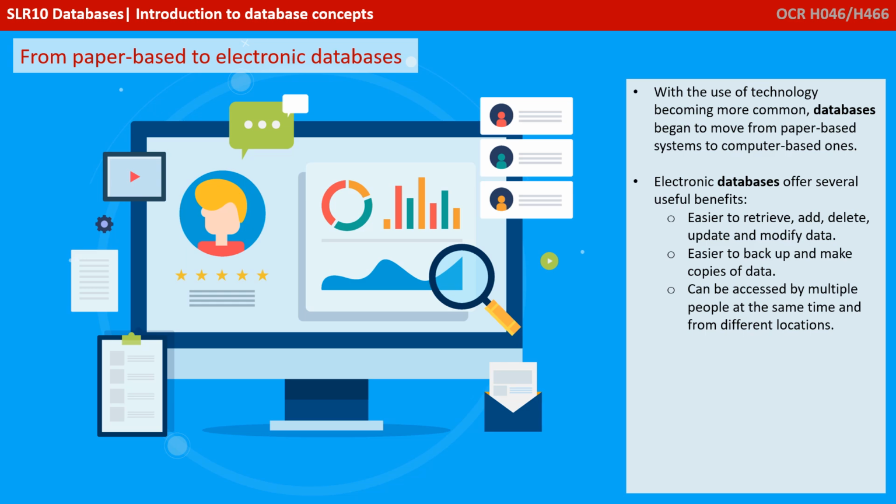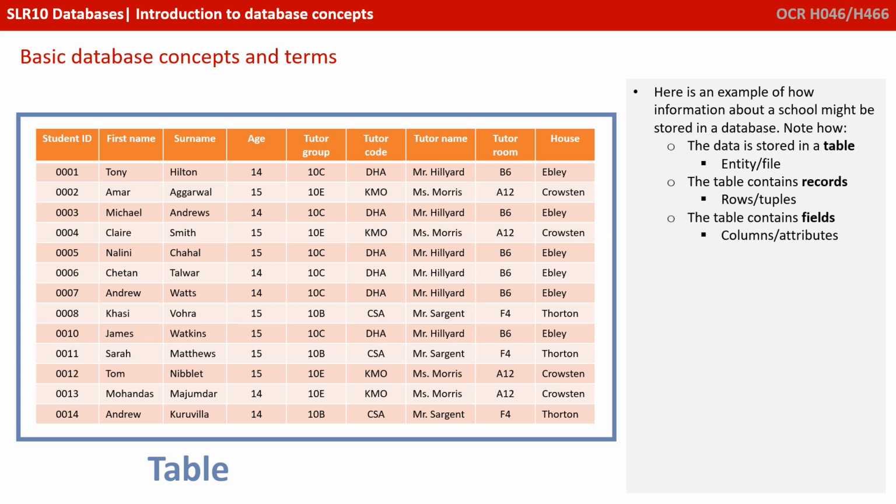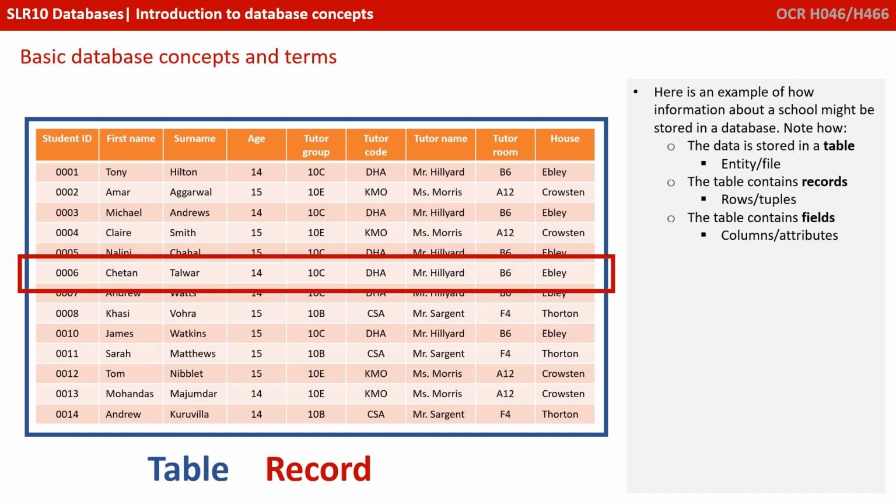Here's an example of how information about a school might be stored in a database. Note how the data is stored in a table, which we sometimes call an entity or a file. The table contains records, which we sometimes call rows and tuples. And the table also contains fields that we can call columns and attributes. Now, the three terms highlighted in bold here, table, records, and fields, are the terms which the exam board will use in your examination paper.